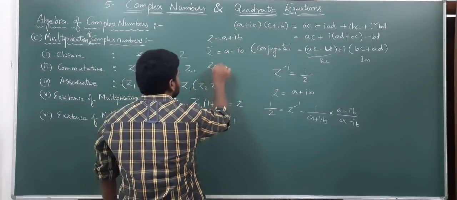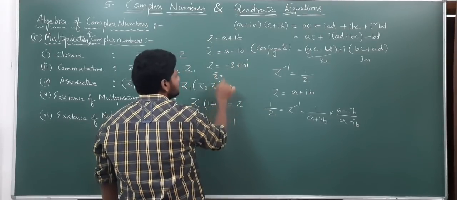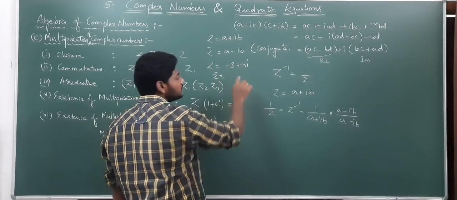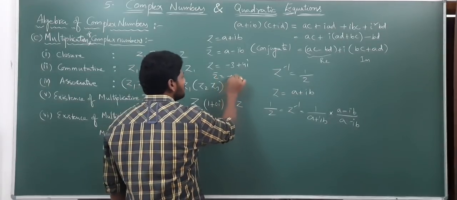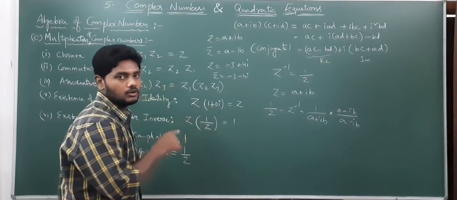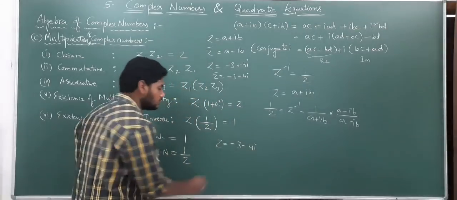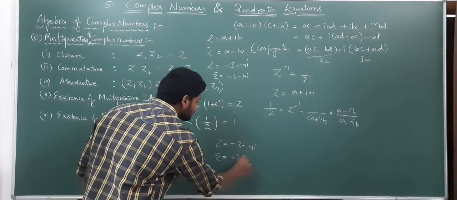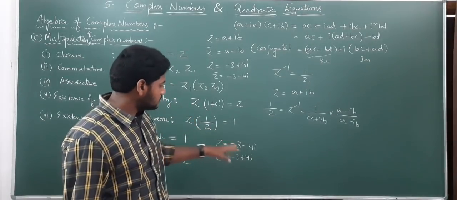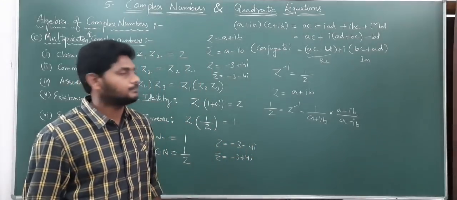For example, if z is equal to minus 3 plus 4i, then z bar is equal to, see, we should not disturb the real number sign. Only we need to disturb the imaginary number. So this z bar will become minus 3 minus 4i. So this is about the conjugate number. If z is equal to minus 3 minus 4i, then the conjugate z bar is equal to minus 3 plus 4i. This real number we should not disturb. What we need to disturb is the imaginary number, by changing the sign. Plus means minus, minus means plus.